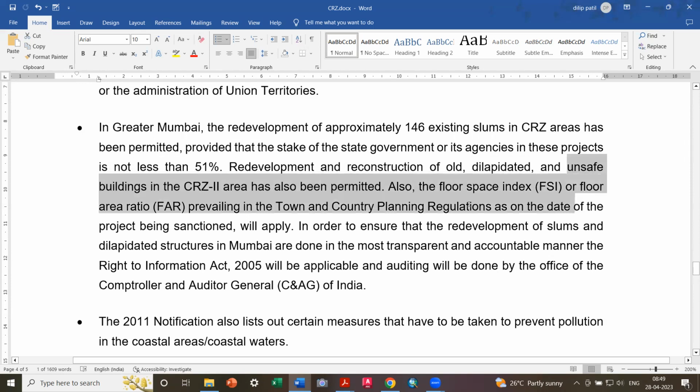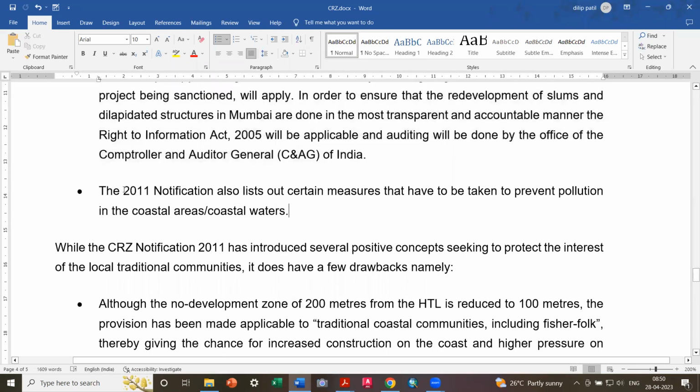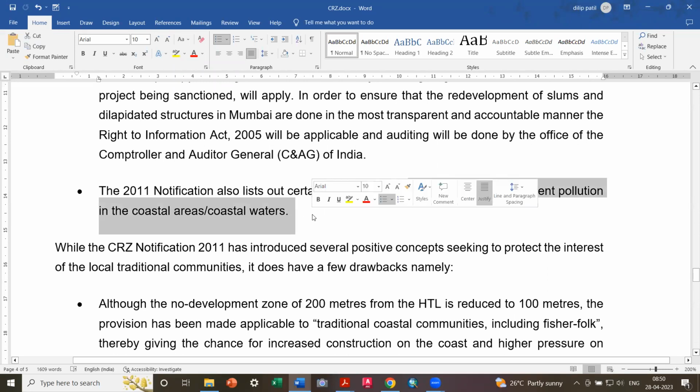Also, the floor space index or floor area ratio, FSI, prevailing in town and country planning regulations as on the date of the project being sanctioned will apply. In order to ensure that redevelopment of slums and dilapidated structures in Mumbai is done in the most transparent and accountable manner, the Right to Information Act 2005 will be applicable and auditing will be done by the Office of the Comptroller and Auditor General, CAG. The 2011 notification also lists out certain measures that have to be taken to prevent pollution in the coastal areas or coastal waters.